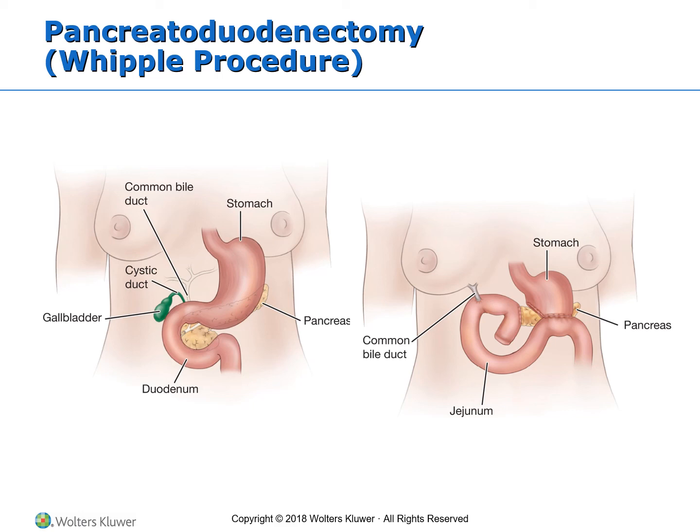But during the surgery, the gallbladder, a portion of the stomach, the duodenum, and the proximal jejunum, as well as the head of the pancreas and the distal common bile duct are all removed. The surgeon will then reconstruct and connect the remaining organs. Again, it is a very, very difficult surgery. It can be the last resort for someone with pancreatic cancer if they are a candidate.